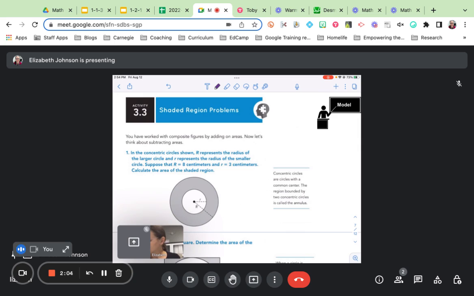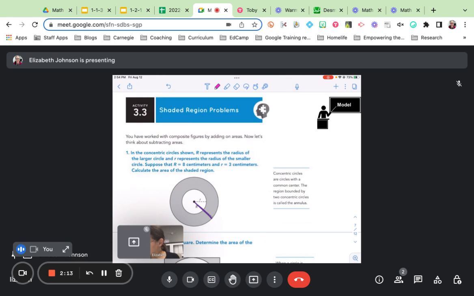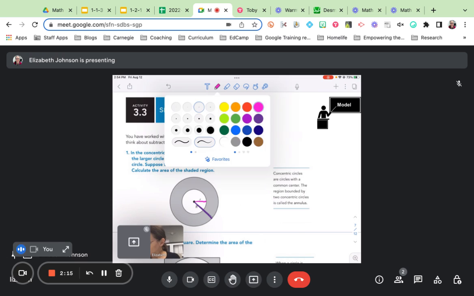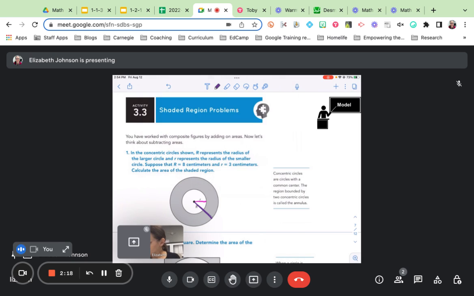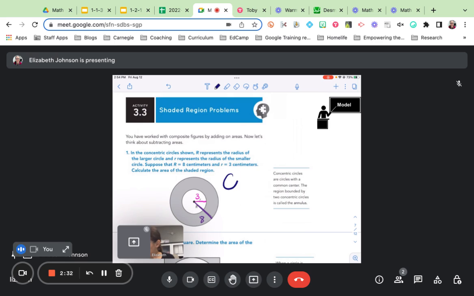In the concentric circles shown, uppercase R represents the radius of the larger circle, and lowercase r represents the radius of the smaller circle. Suppose that uppercase R is equal to 8 centimeters and lowercase r is equal to 3 centimeters. Calculate the area of the shaded region. Well, all we need to do in order to do that, y'all, is take our big circle and subtract the little circle. We're going to do big minus small.